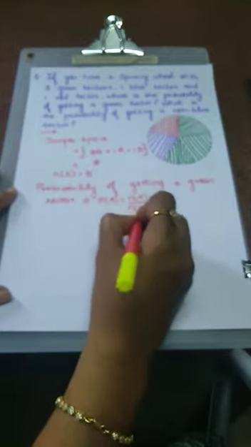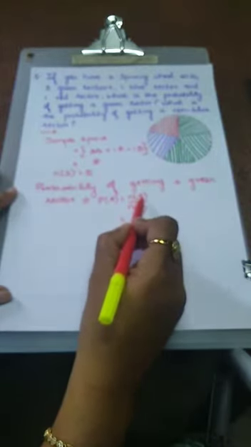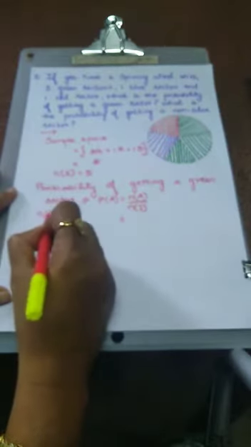What is our question actually? Probability of getting a green sector. Here what is the formula for this? P of A equal to n of A by n of S. N of A means number of favorable outcomes. S means total number of outcomes. Here how many values in green color? That is 3. Sample space value is 5. So the value is 3 by 5.